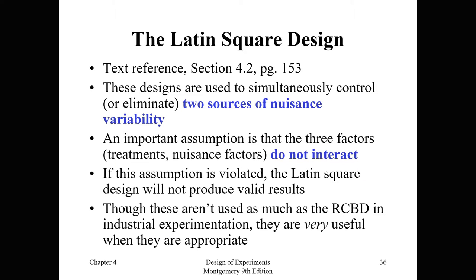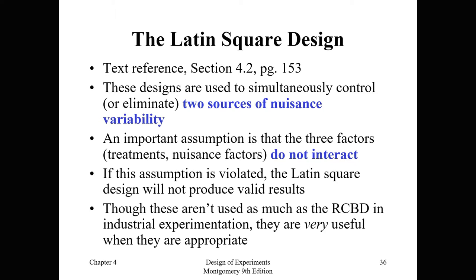So for the text reference, this is going to be section 4.2 on page 153. So we're going to simultaneously control or eliminate two sources of nuisance variation. And again, one of the important things to consider here is that we're talking about two blocking factors, not necessarily just two independent variables. We do a different design for two independent variables. For Latin squares, this is for two blocking factors specifically.